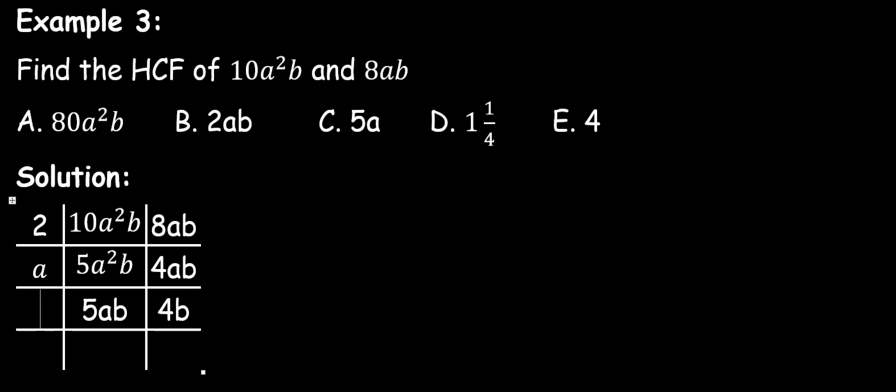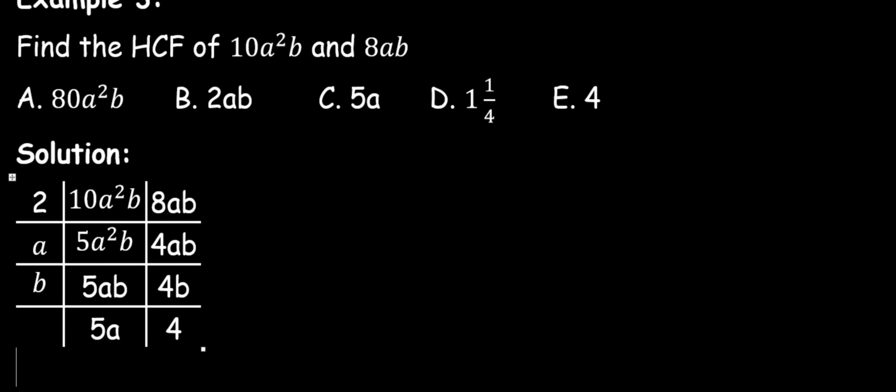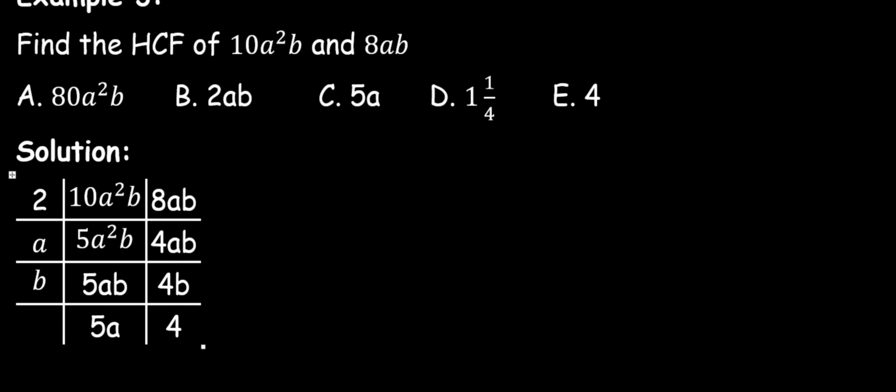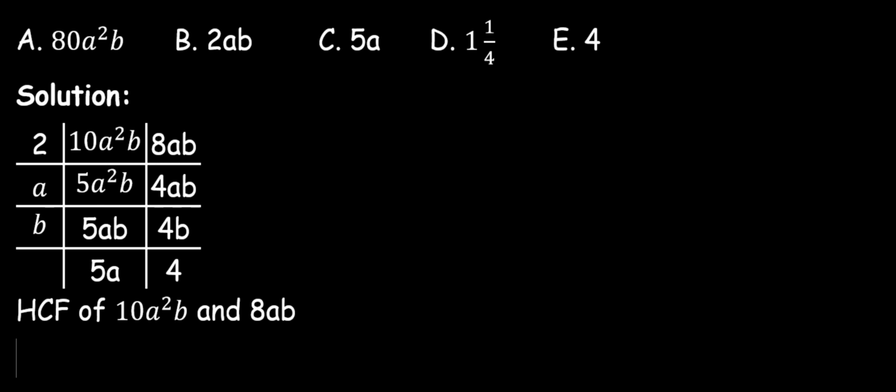Now the resultant values, if you study carefully, you will observe that b is also common to the two values. So b divide 5ab, you now have 5a. b divide 4b, you now have 4. You can conclusively say, since no other common factor can divide, that the HCF of 10a squared b and 8ab is equals to 2 times a times b, which is equals to 2ab.